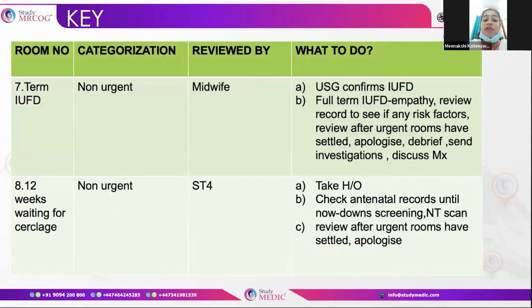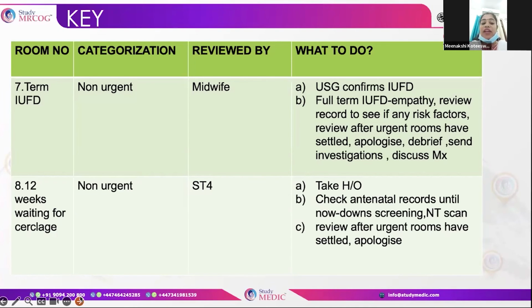Next is room number 7, which is a full-term IUFD. We need to confirm it by ultrasound. If the Doppler is unable to pick up, we don't take it as IUFD. The confirmatory test is definitely an ultrasound. Once this is done, we need to counsel her regarding how we are going to manage the case, the further management, and what investigations need to be done. We need to find out what has happened, what could be the reason for it. We need to review her records as well, in case we get any hint.